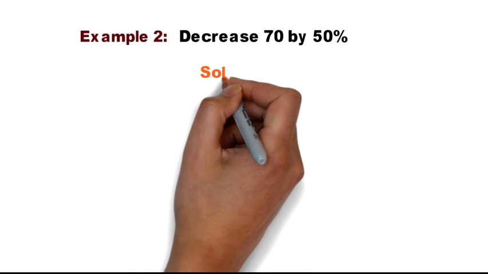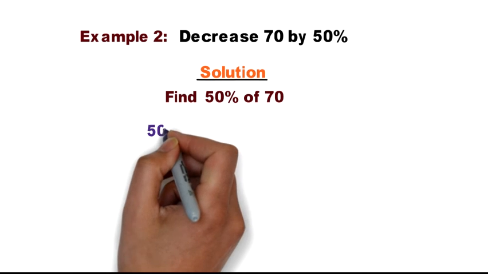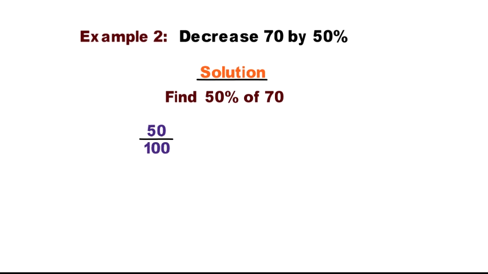Example 2. Decrease 70 by 50%. To solve this question, we need to find 50% of 70. Then, the result that we obtained will be subtracted from 70 to get the percentage decrease. So, let's begin. First, we need to find 50% of 70. 50% of 70 means 50 over 100 times 70.